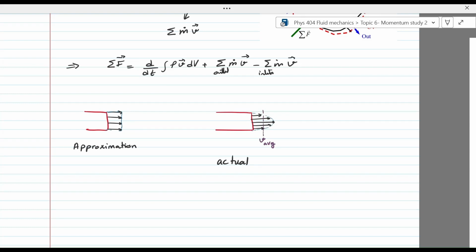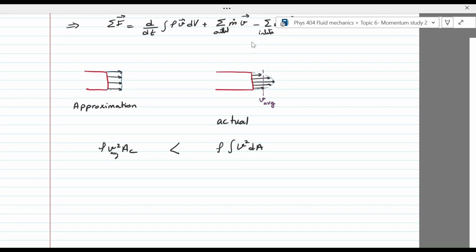In fact, we will see that solving the integral, in this situation rho times the integral of v squared dA for an incompressible fluid, will always give us a greater value than the approximation. In the approximation, I simply took the velocity outside and got rho v average squared times AC. Seeing that the actual integral always has a larger quantity than the approximation, this allows me to study a correction factor.